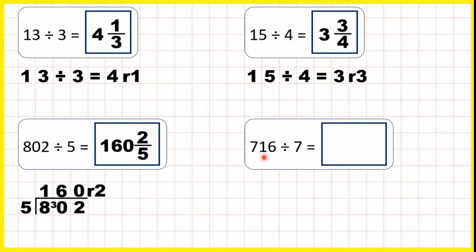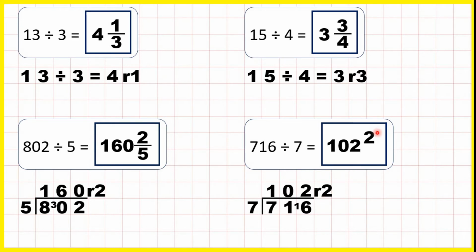Now 716 divided by 7. Again, we're going to need short division here. 7 divided by 7 is exactly 1 with no remainder. 1 divided by 7 is 0, remainder 1. And 16 divided by 7 is 2, remainder 2. So 102 is our whole number, our remainder 2 is our numerator, and our denominator is the number that we're dividing by. So our denominator is 7. So that's 102 and 2/7.